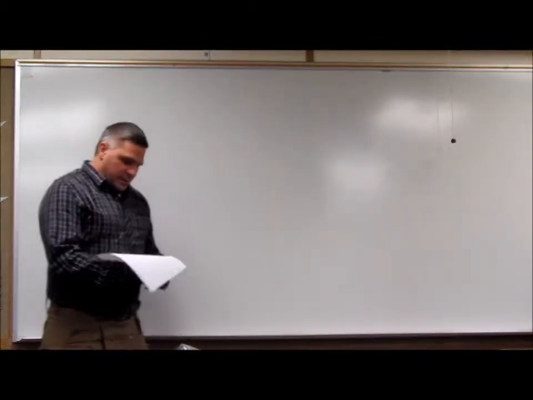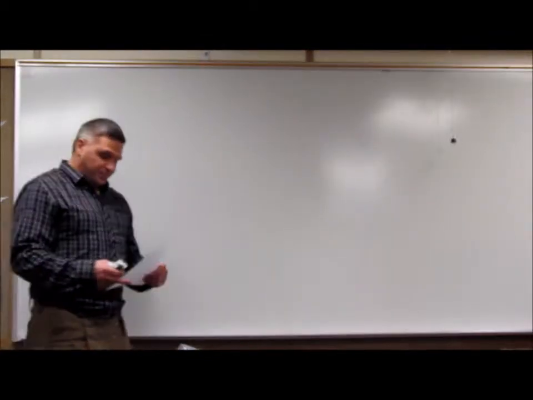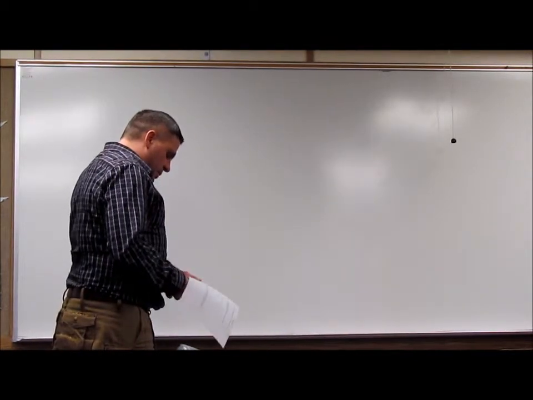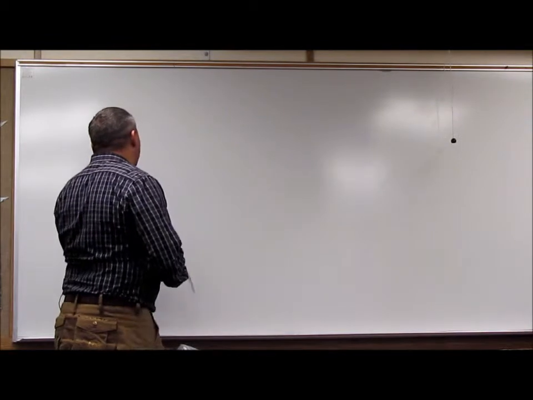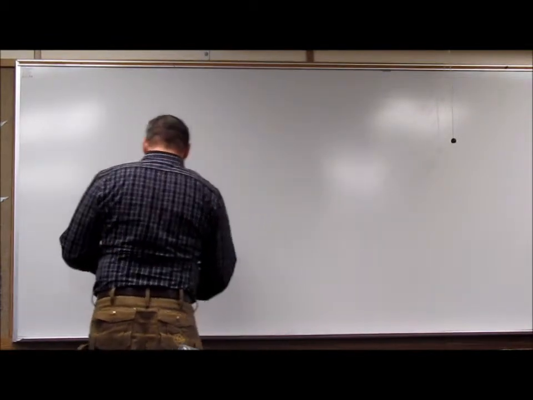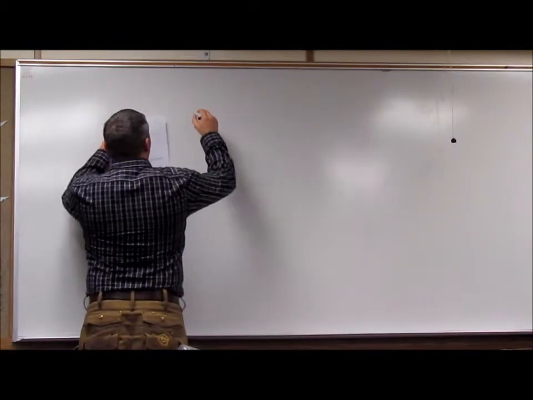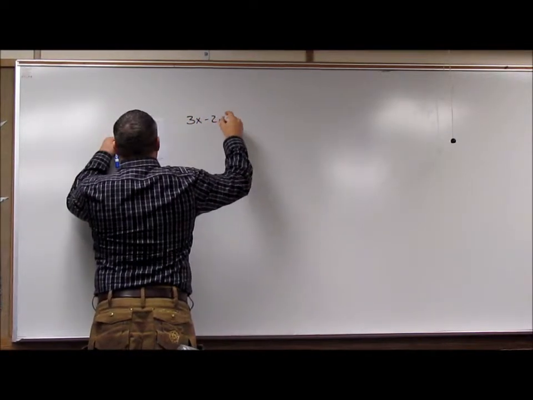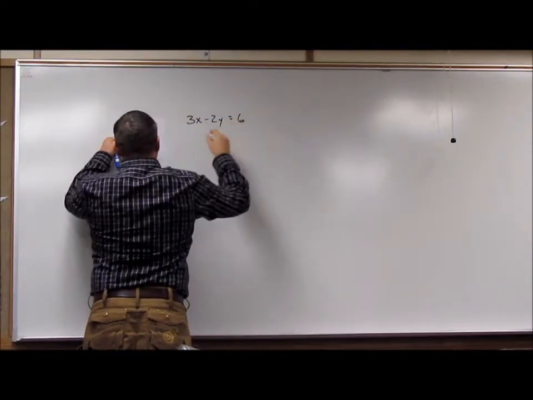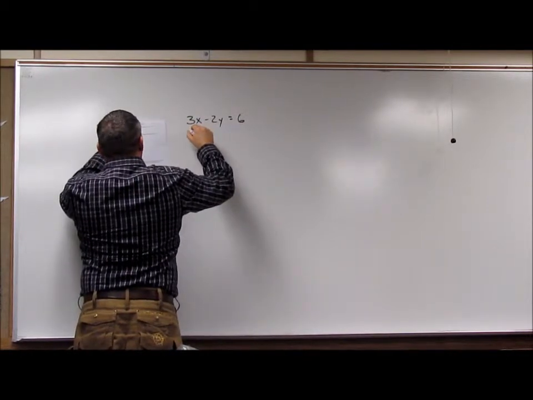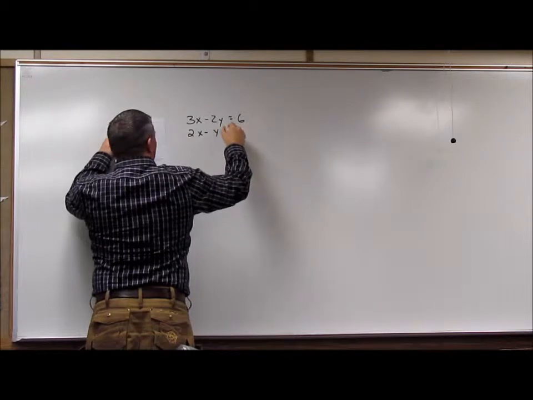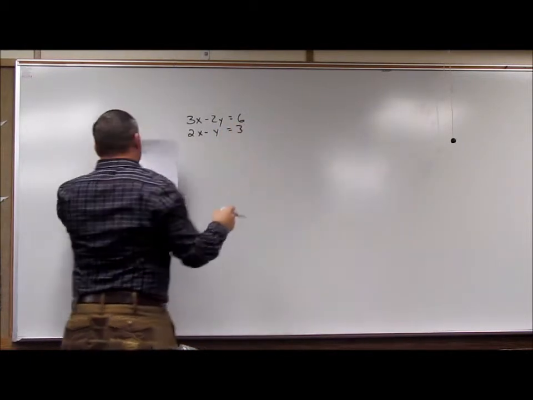This is a linear combination problem. What we need to do with it is get rid of a variable. So you have 3x minus 2y is equal to 6, and you have 2x minus y is equal to 3.